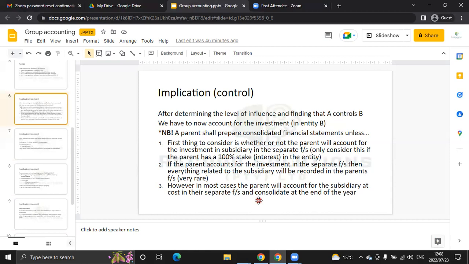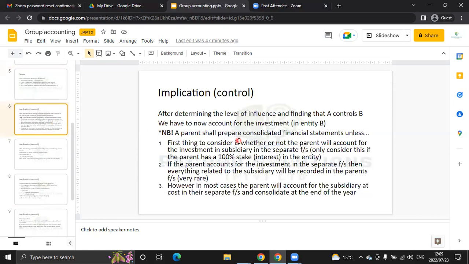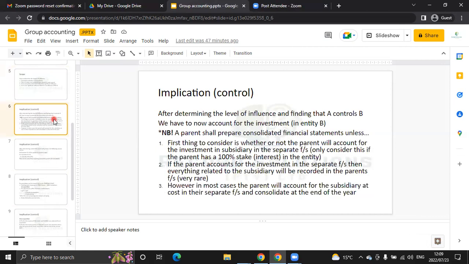That investment in the separate financial books of the parent will always be at cost if you are preparing consolidated financial statements. So even for all of these ones, obviously except no influence, because no influence is not part of group statements. As long as it's part of group accounting, in the separate financial statements that investment will always be at cost. Number one.